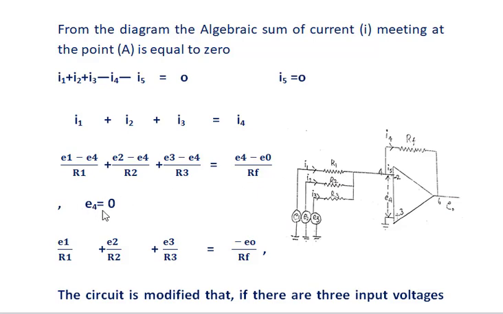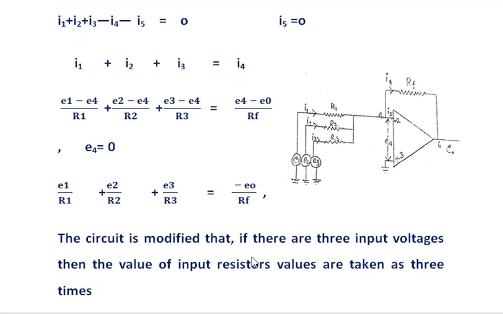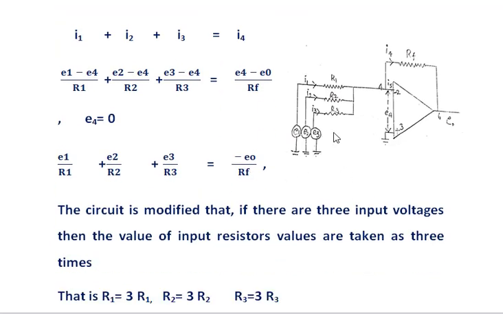See here, due to the virtual ground, E4 is taken as 0. So in this equation, E4 is substituted as 0. We get E1 by R1 plus E2 by R2 plus E3 by R3 is equal to minus E output by R feedback. It is a summing amplifier circuit. You know well it is a summing amplifier.